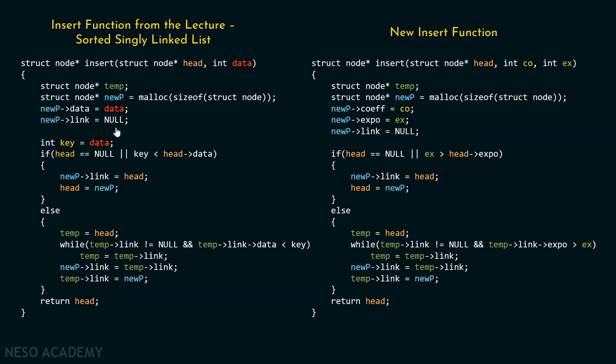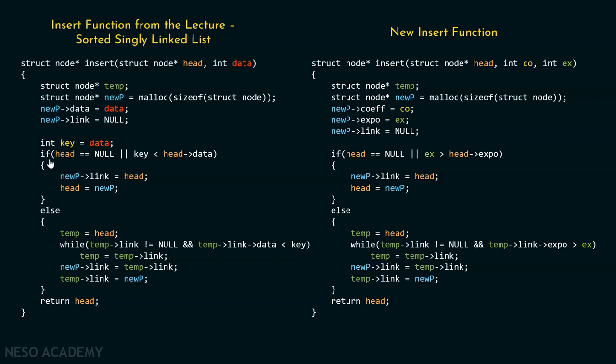In the case of simple sorted singly linked list, we have a data part and we have the link part. But here in this case, we have the coefficient part, exponent part and the link part. So new node must have all these three components, right? This is the first requirement. Second thing, you can see that I have declared a key variable over here and currently it is holding data. That is the data part of the new node.